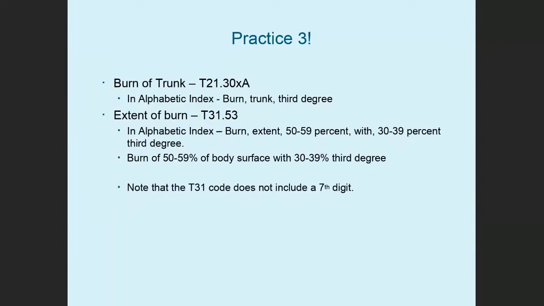In the alphabetic index, find burn trunk 3rd degree, since that's all the information we have. And remember, the guidelines state that for burns in the same area, code only the most serious. The most serious one, of course, is the 3rd degree, so we come up with T21.30XA. Then we're going to do a code for the extent of the burn. So find burn extent, and then 50 to 59%, 30 to 39%, third degree. So that gives us T31.53. Remember that the T31 codes do not include a 7th digit.